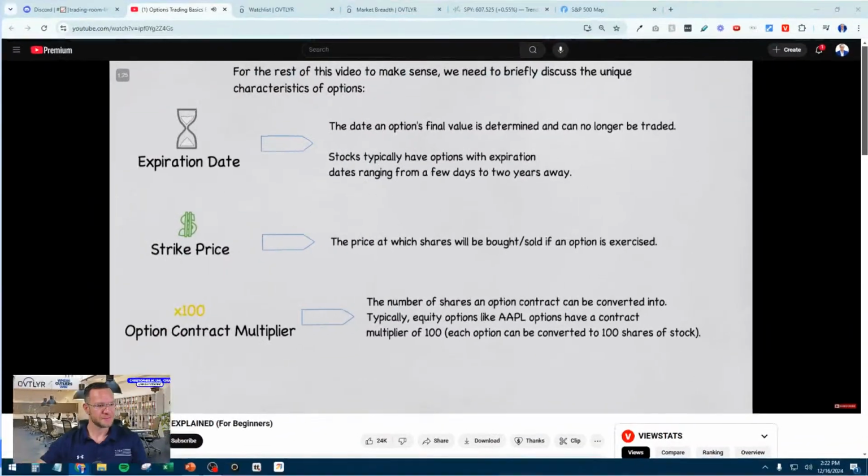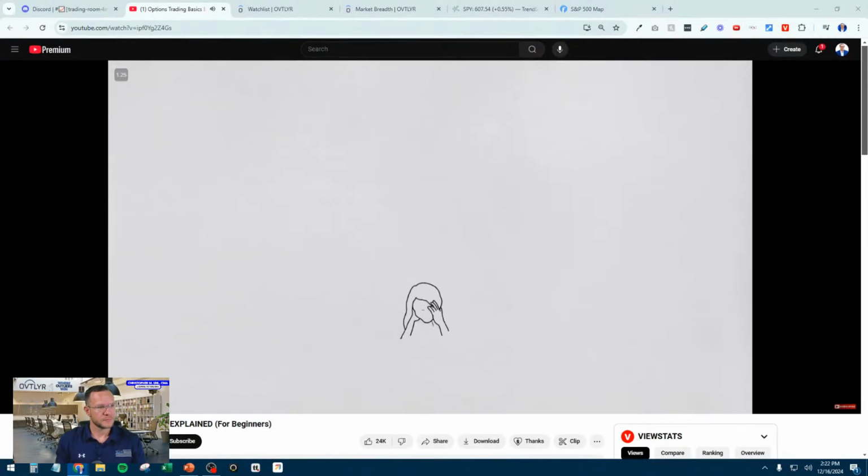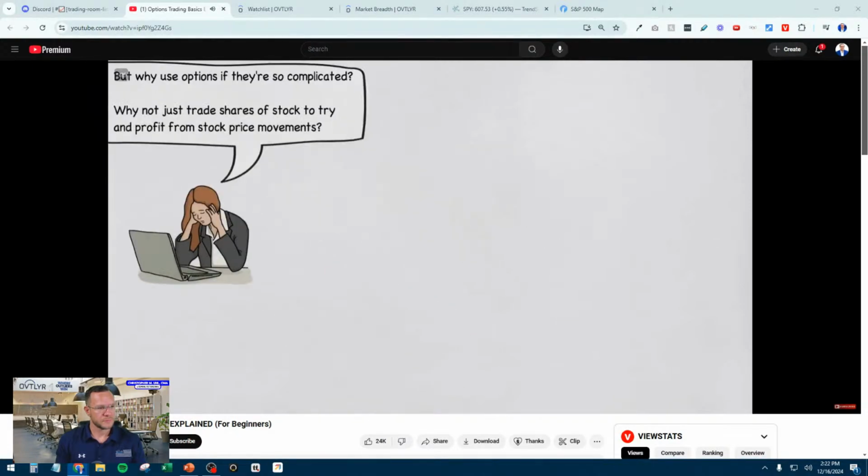Now, for the most part, most options will have an option contract multiplier of 100, which means that the option can be converted into 100 shares of stock if it is exercised. Now, at this point, you're probably wondering, if options are so complicated, then why do people trade them, and what's the benefit of trading options instead of just shares of stock?